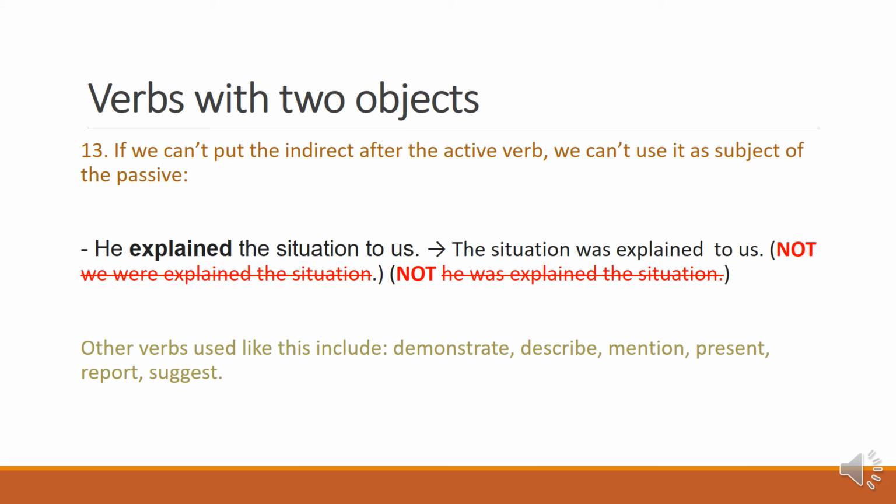Rule number 13 is, if we can't put the indirect object after the active verb, we can't use it as subject of the passive. For example, he explained the situation to us. In the passive, the situation was explained to us, and we can't say we were explained the situation, or he was explained the situation. And there are other verbs used like this, including demonstrate, describe, mention, present, report, and suggest.